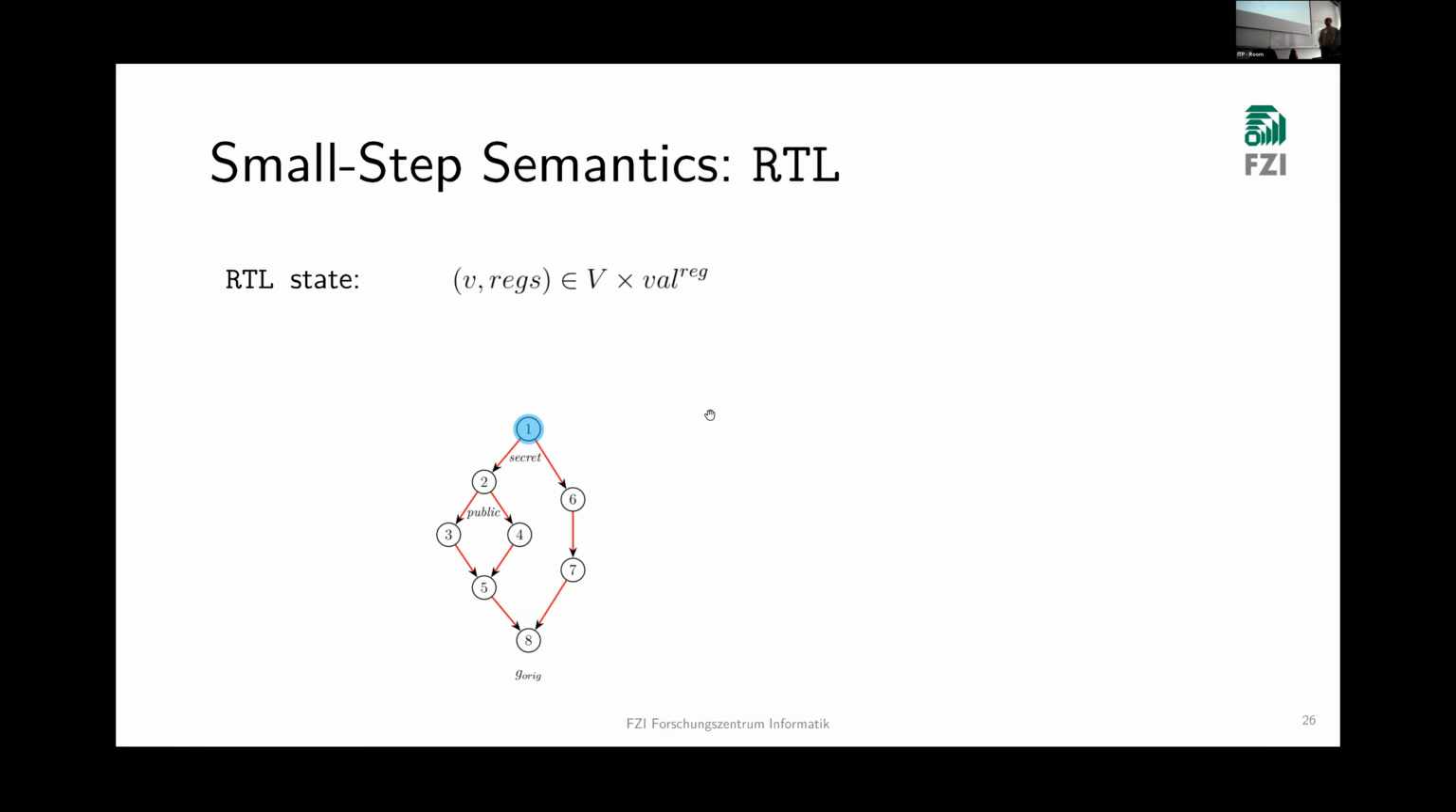And the execution just looks, for example, like this. We start at our initial state at 1. Then we go, for example, to 6, go to 7. And in each of these steps, we may change the register state until we hit the end. So it's just a basic small step execution.